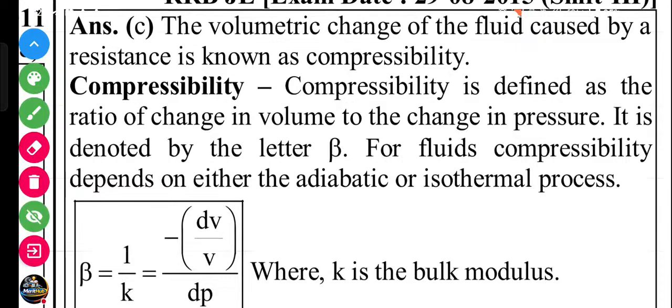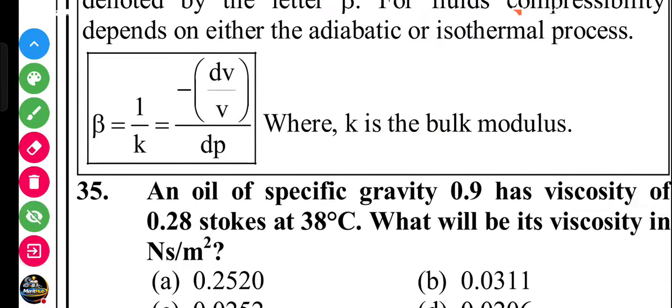Explanation you can see. The volumetric change of the fluid caused by resistance is known as the compressibility. Compressibility is defined as the ratio of the change in the volume to the change in pressure. It is denoted by the letter beta. For the fluids, compressibility depends on either the adiabatic or the isothermal process. This is the compressibility, minus dV by V and by dP, and it is inversely proportional to the bulk modulus.